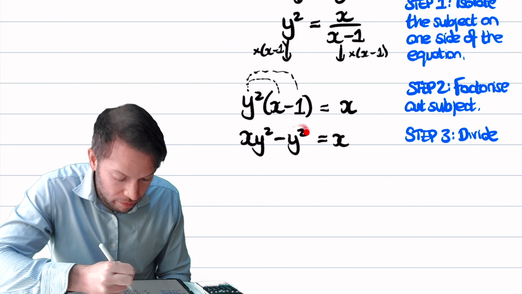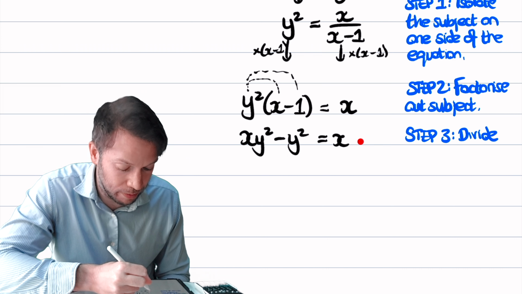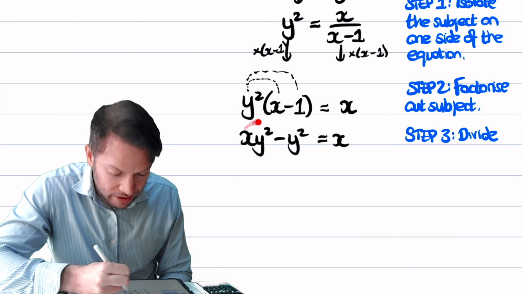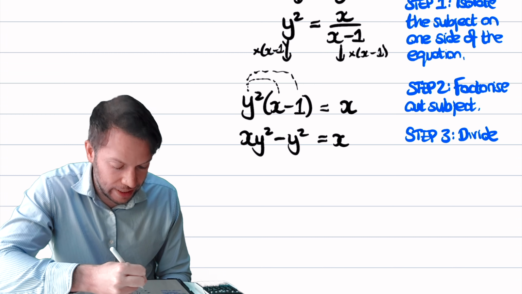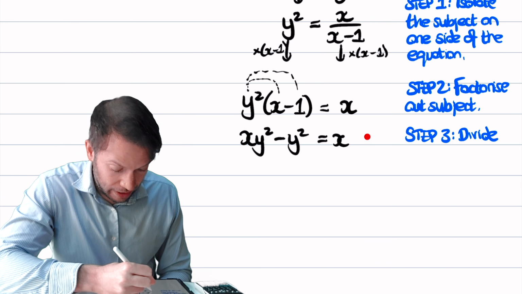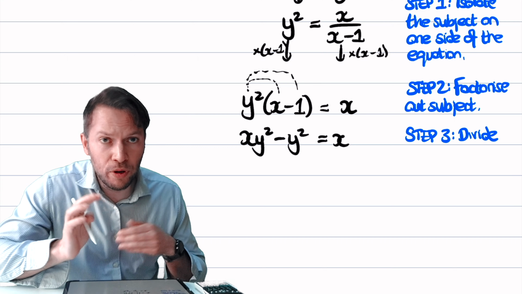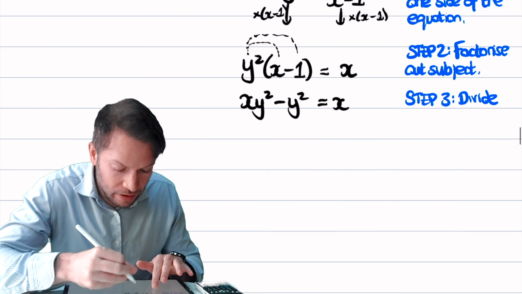And then I could move this minus y squared over to the other side by making it plus y squared, by adding y squared to both sides. Whereas if I did it the other way around, if I subtracted xy squared from both sides, I'm going to end up with minus y squared equals x minus xy squared. And there's kind of like too many negatives floating about. You want to try and move stuff to the side where you have as many positive terms as possible because it just looks nicer. So I'm going to do that.